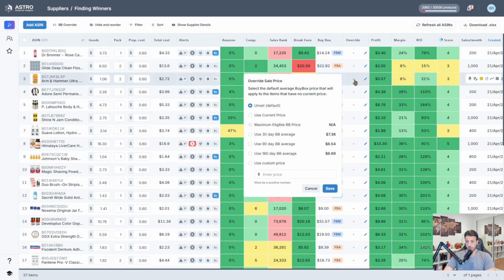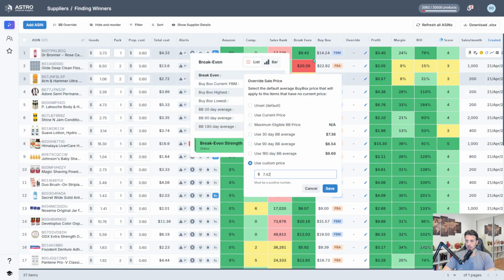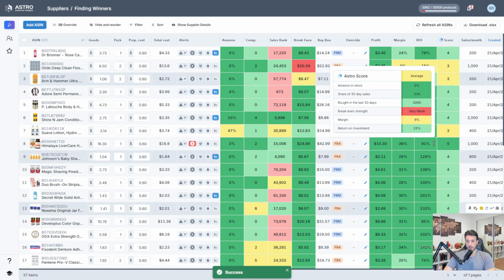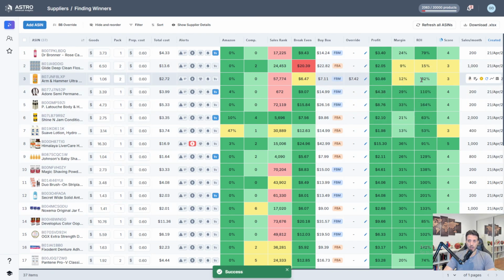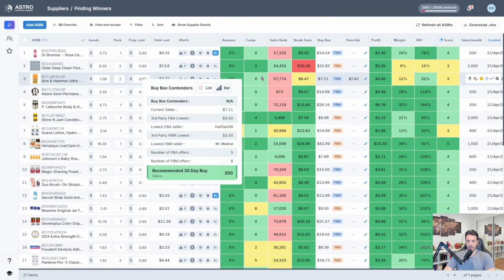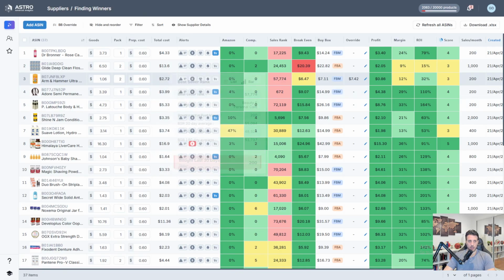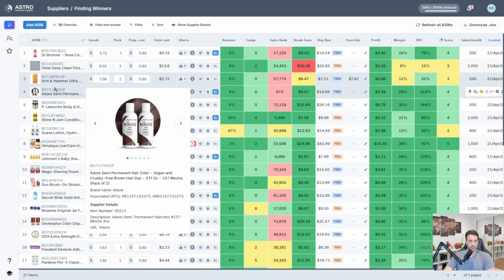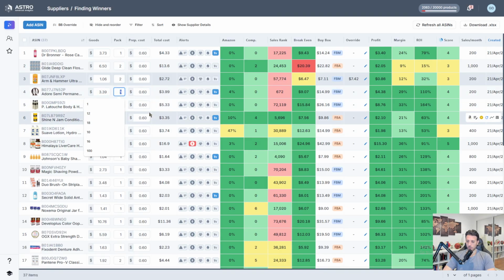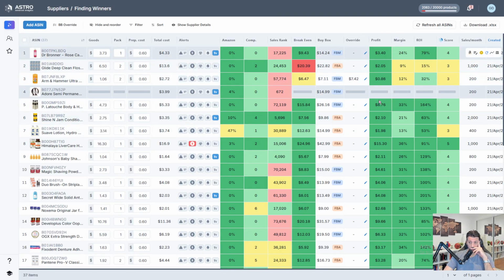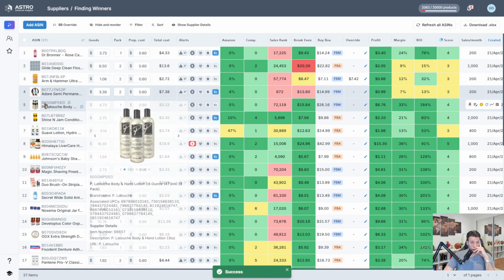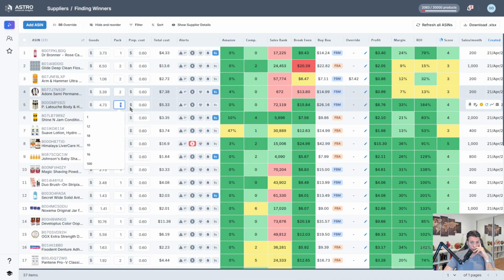So at $7.42, we're still profitable, but are we profitable enough? So we're at 32% ROI. I think that's okay. It's a decent number. If the sales are high, that seems like it might be okay. This one here is a 2-pack. Is it profitable as a 2-pack? No, it's not. This one is a 3-pack.